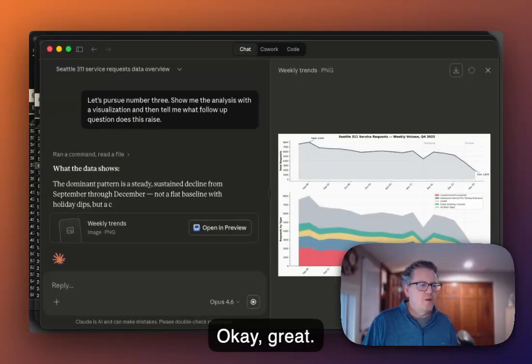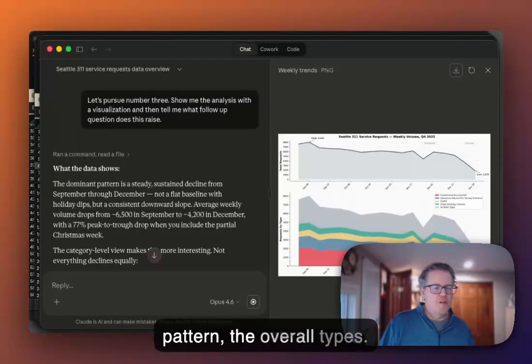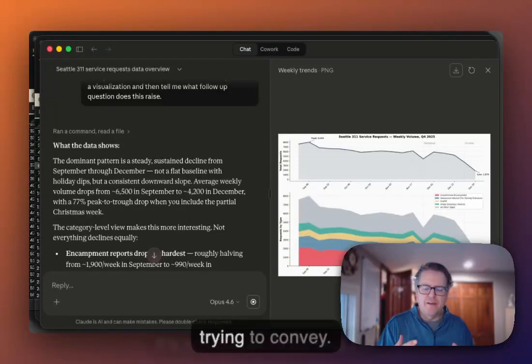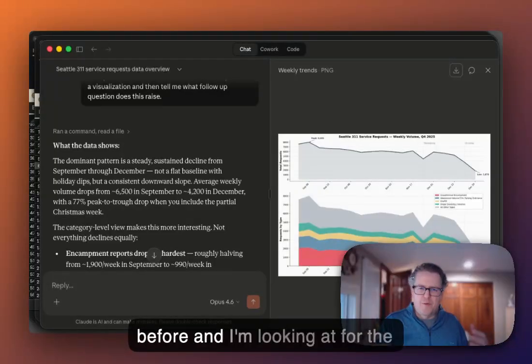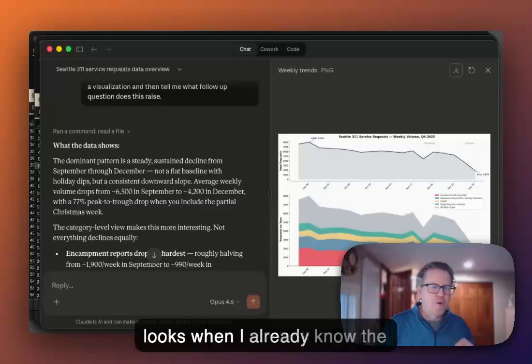Okay, great. So, showing me a great visualization, a dominant pattern, the overall types. This is great. Again, I'm not going to go into this. It's not the analysis that I'm trying to convey. It's the approach to an analysis of a data set that I've never seen before and I'm looking at for the very first time. Now, watch how different this looks when I already know the data.